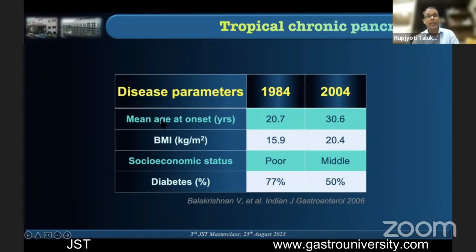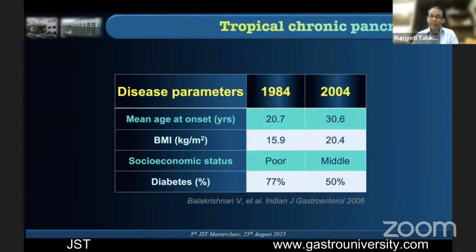What came out was that the mean age of the patients in 2004, same biological behavior, idiopathic or tropical pancreatitis, was 30 years compared to 20 years in 1984. The BMI improved, meaning the patients' nutritional status improved. The socioeconomic status was also better in these patients, and diabetes was markedly less compared to what was seen in 1984. So what does that mean? That there has been a change in the biology of the disease, or are these diseases really tropical chronic pancreatitis, or has there been a change in the disease?